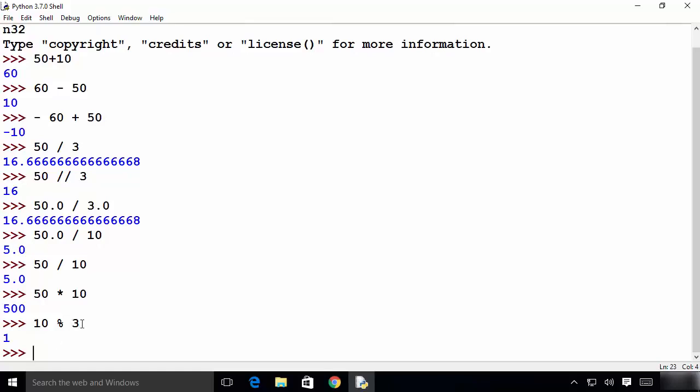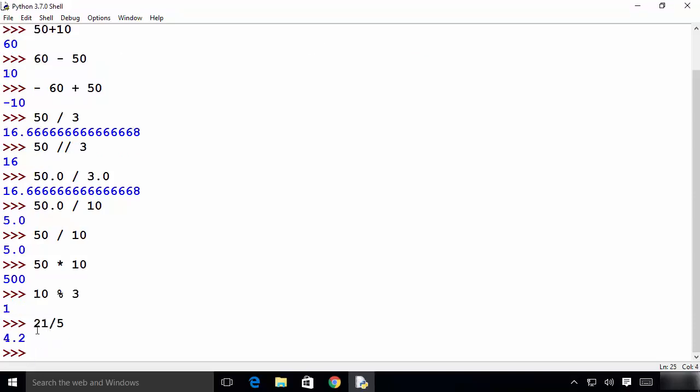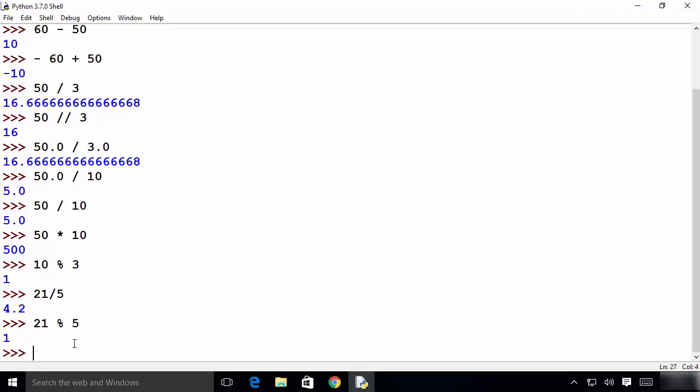So 3 multiplied by 3 is 9, which leaves the remainder 1, and that's the result we are getting. Okay, let's try it once again. So for example, I will divide 21 by 5. It will give me the answer 4.2, but when I do 21 modulo 5 and then press enter, it's going to give me the remainder of the division of two values.